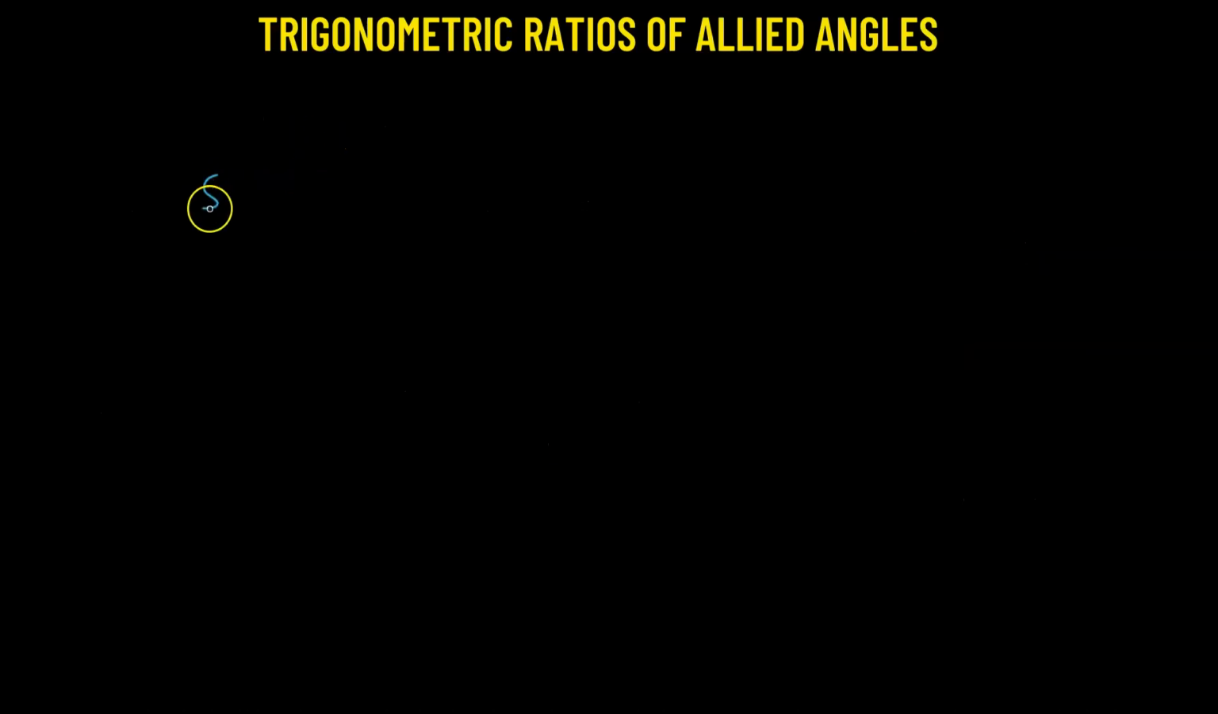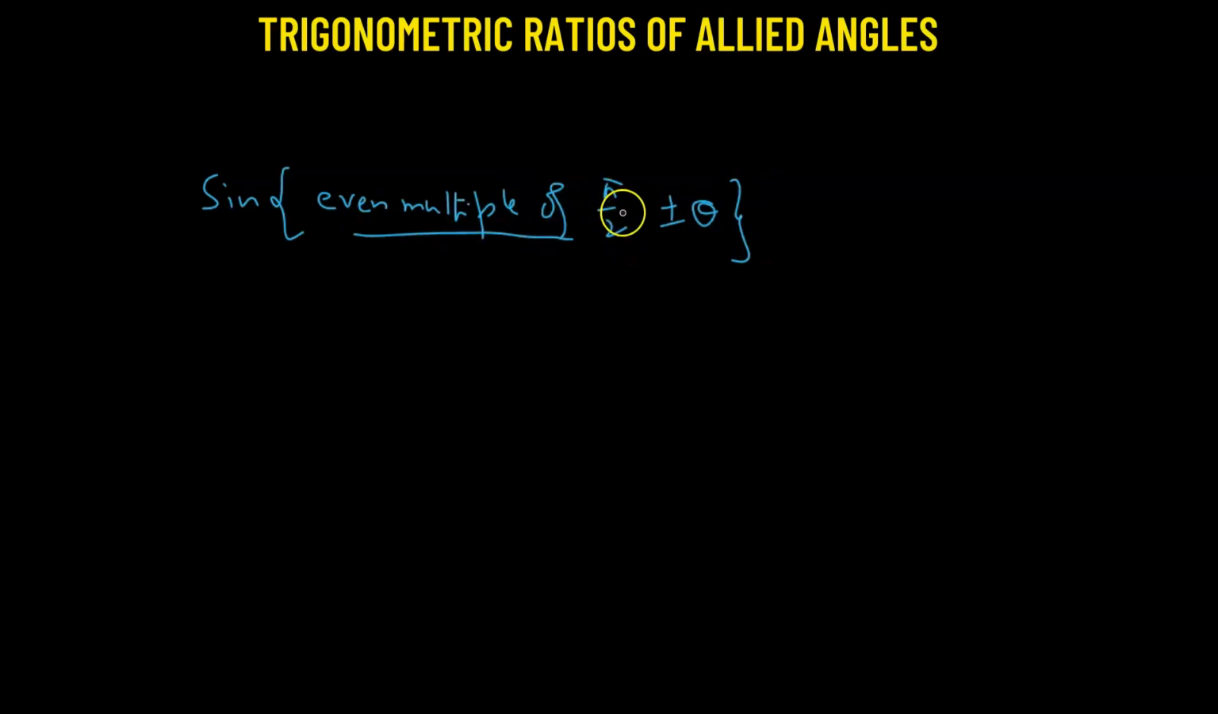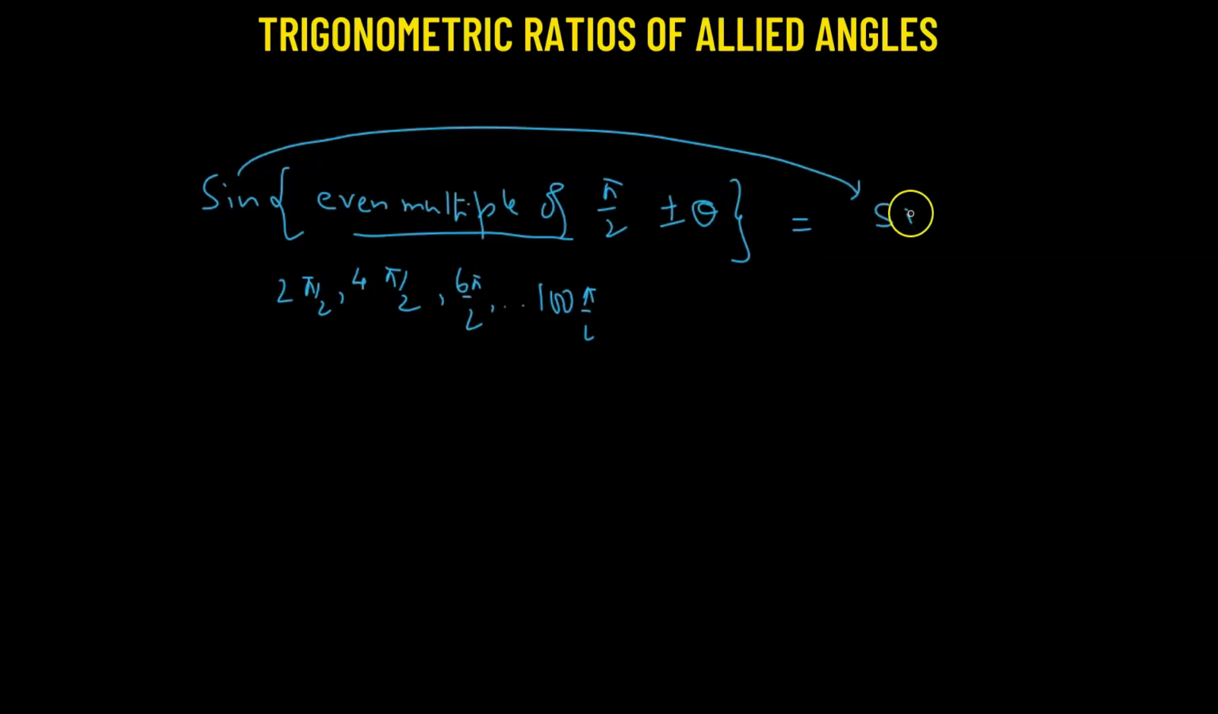Whenever we have sine, let's say we have an even multiple of pi over 2 plus or minus theta. So whenever we have an even multiple of pi over 2, such as 2 pi over 2, 4 pi over 2, like this. Let me write it down. 4 pi over 2, 2 pi over 2, 6 pi over 2, or you can even have 100 pi over 2. So these are all even multiples of pi over 2. Then in that case, our sine is going to remain as sine. So we're going to get sine, and we don't have to write the even multiple of pi over 2. We'll straight away write this angle theta here.